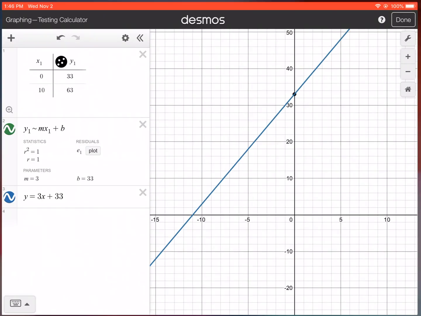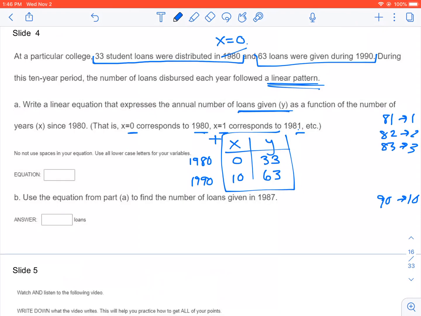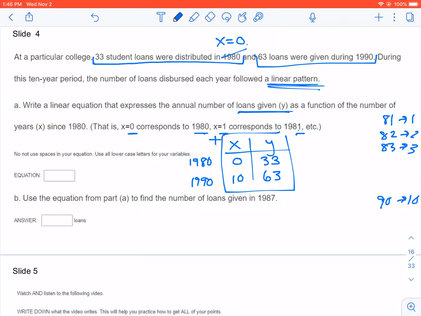So I'm going to go back to my page. You guys have your scratch sheet of paper, and on your scratch sheet of paper you're writing the table and maybe making that list out to the side. And so the first thing that we did was over here, equation, we're going to put y equals 3x plus 33. And so that's how we show our work for that portion.